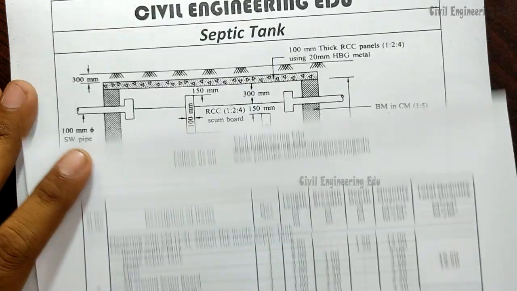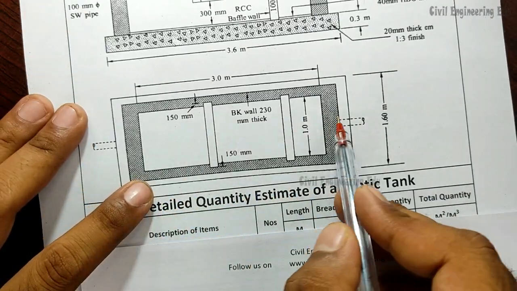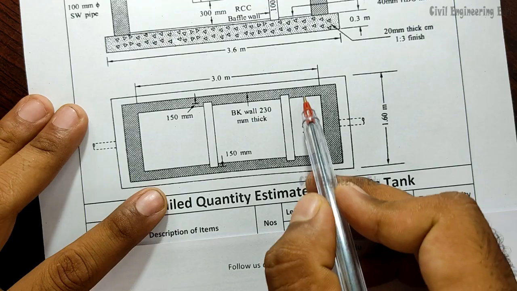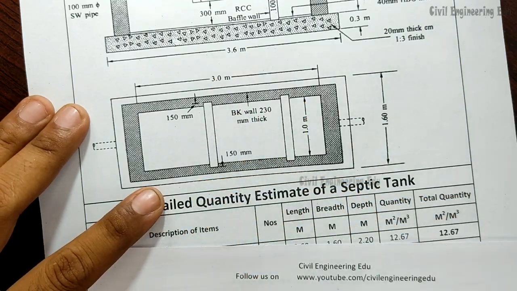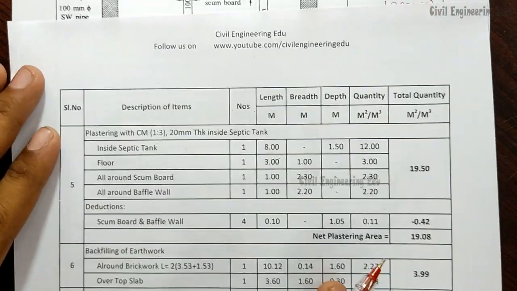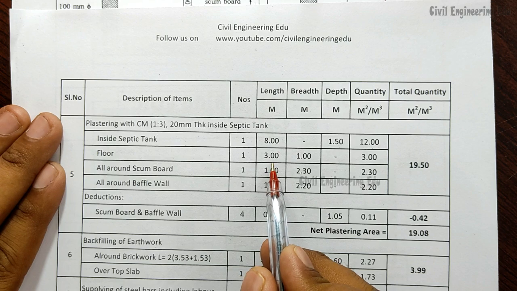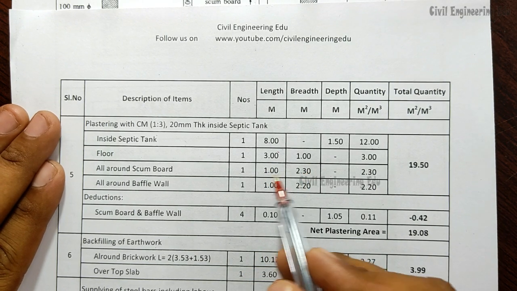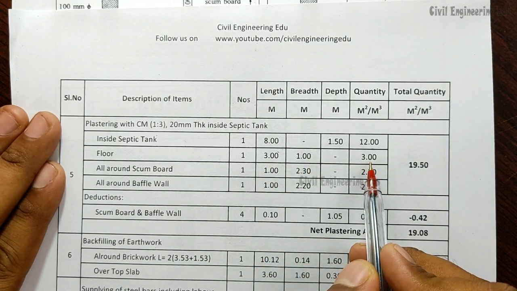Next one is floor area. So this complete floor is nothing but length multiplied by breadth. Length side I have written 3 meters and breadth side I have written 1 meter. So 3 into 1 is 3 square meters.